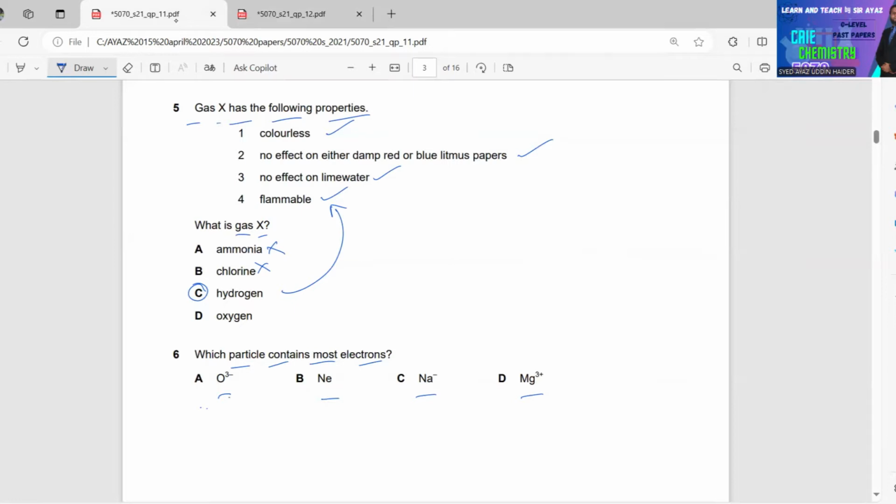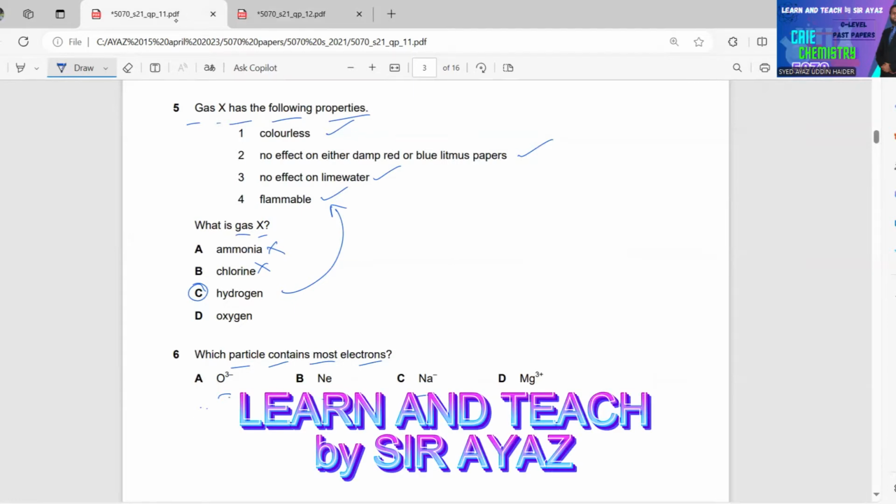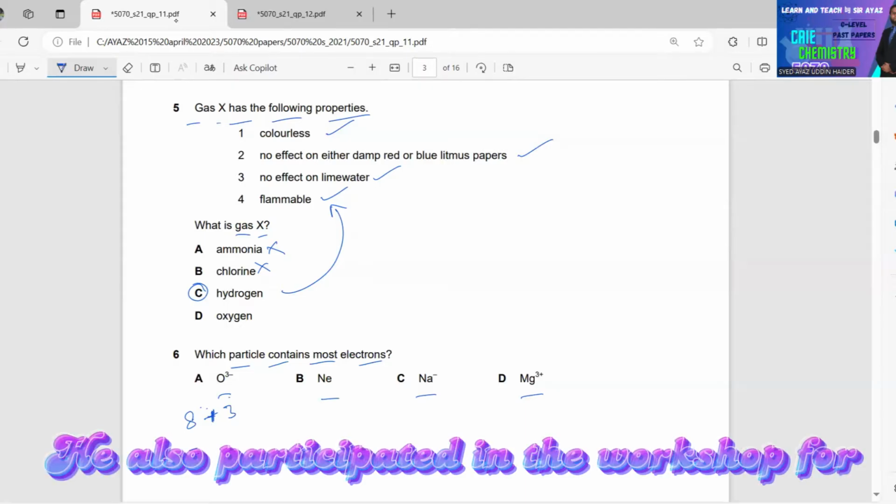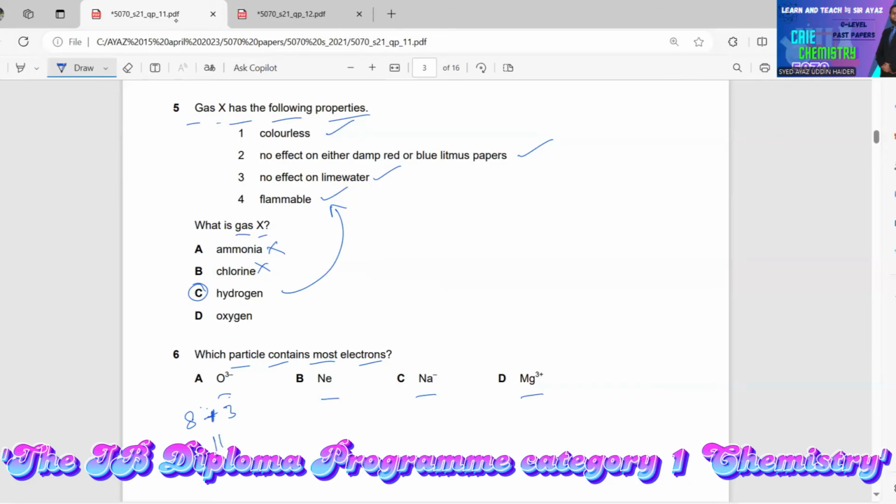So in case of oxygen, it must be 8 plus 3 because the charge is minus 3, which means it has 3 extra electrons. The total electron is 11. What about neon? We have mentioned 10. Na minus. It's written Na minus, not plus.